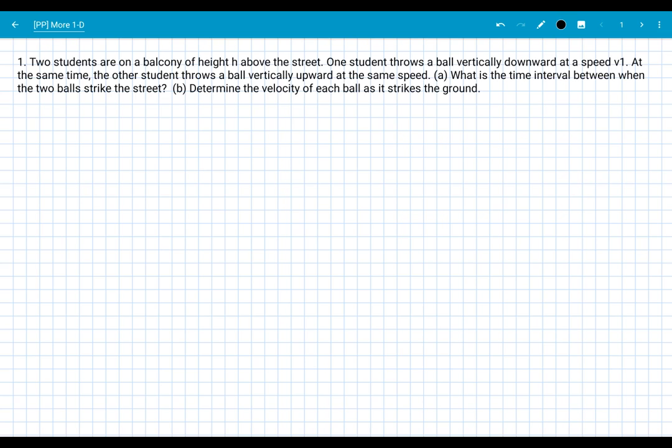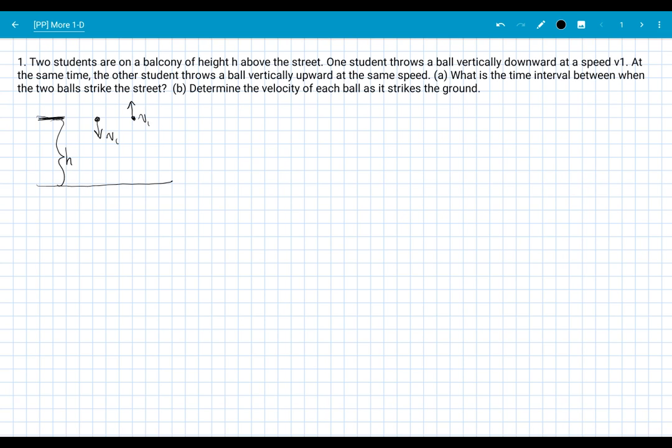So, let's just think about a quick diagram. Remember that diagrams help our brains to parse this information. So the students are standing on a balcony right up here. This balcony is at some height h above the street here, and one of the balls is thrown straight downward at v1, and then the other one straight upward at v1, and we're interested in when they hit the ground and how fast they're going when they hit the ground.